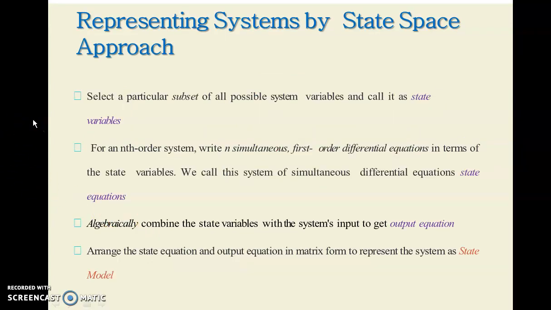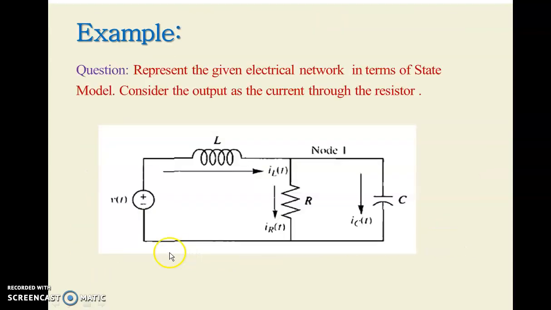So how to approach representing any system in terms of state space? We must select a particular subset of all the possible system variables and call it a state variable. Then we need to form first order differential equations in terms of the state variable. We call this system of simultaneous differential equations the state equation. Algebraically combine the state variables with the system's input to get the output equation. We arrange all the state equations and output equations in matrix form to represent the system as state model.